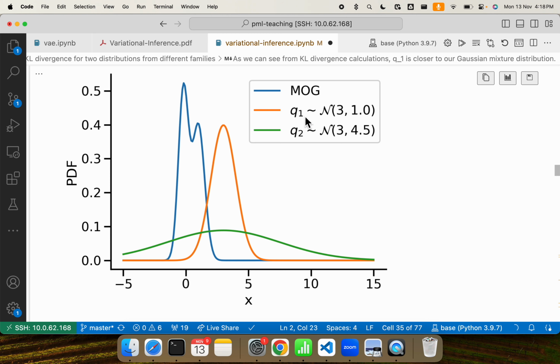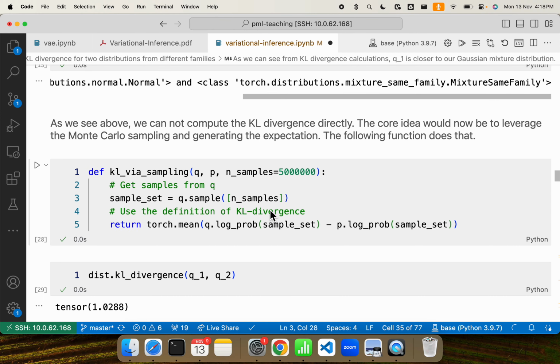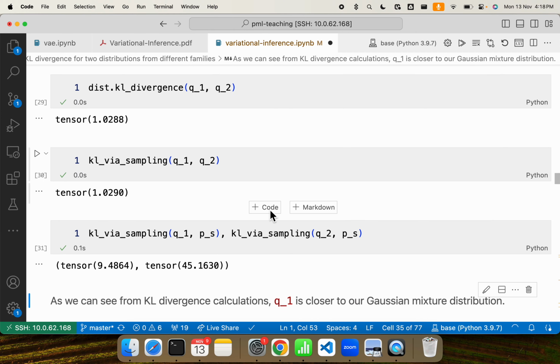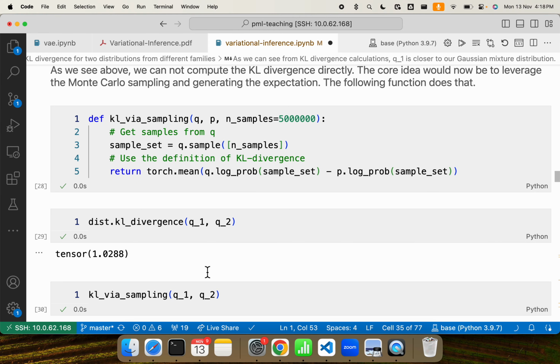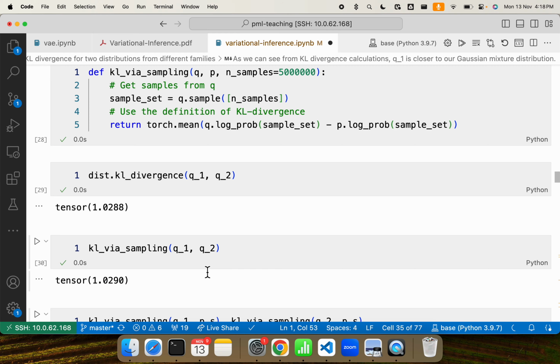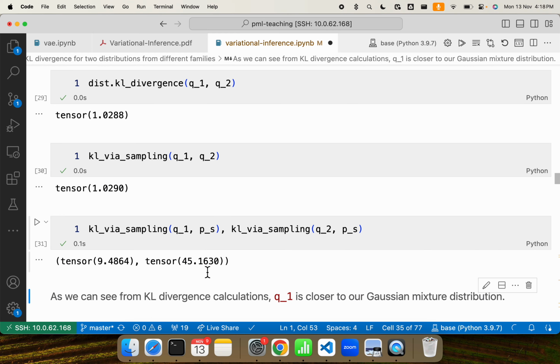So the KL divergence between Q1 and P is lesser than the KL divergence between Q2 and P, which we saw visually, but we cannot compute that analytically. So therefore, we use Monte Carlo sampling to find out this value. Right? So this was the case when we wanted to find out the KL divergence between two distributions from different families.